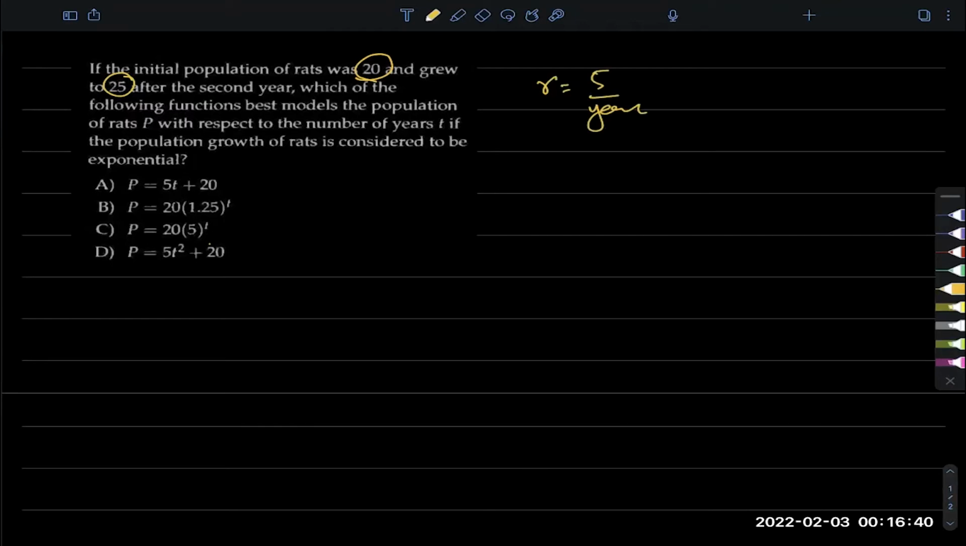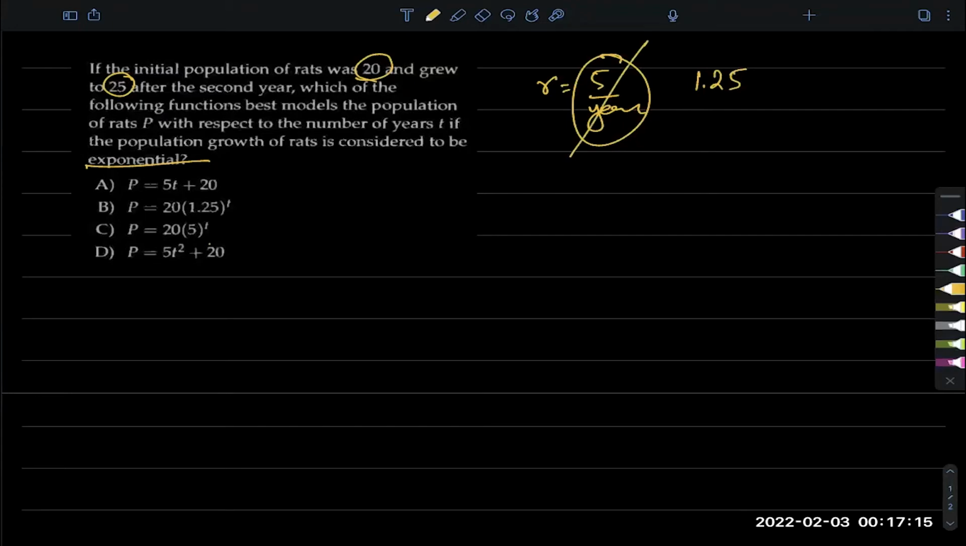Which of the following functions best models the population of rats with respect to the number of years t if the population is exponential? So here's the thing. What's happening here? The rate is not 5 per year now. It is exponential, which means what percentage is 5 of 20? 25%. So that means your population is increasing by 25% every year. So your rate now becomes, instead of 5 per year, 1.25. 100% of the original one that remains, and 25% extra. Okay, that's our rate now.